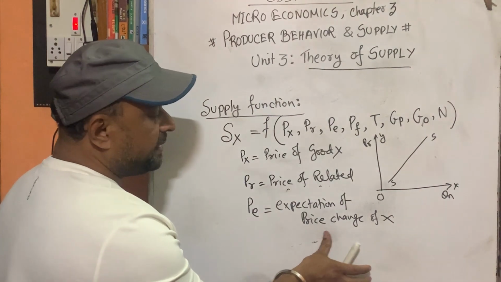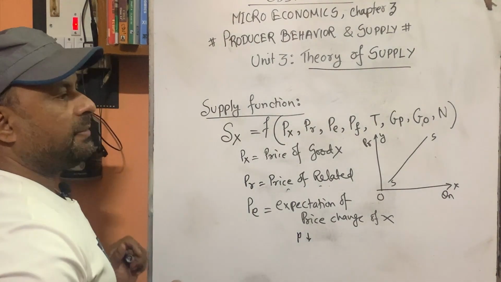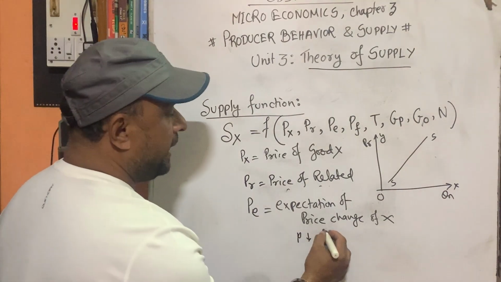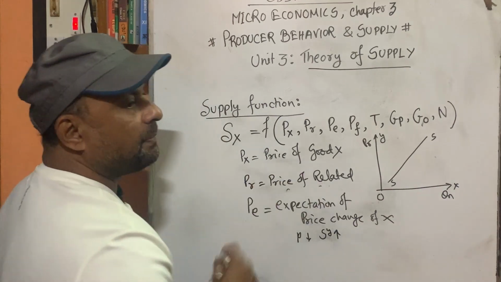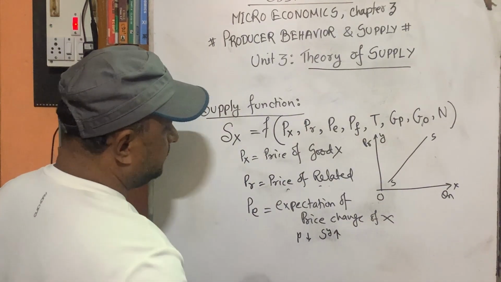But if there is an expectation that the price will fall in the near future, that time he will never increase the stock, he will reduce the stock, and that time he will increase the supply of a good, because later he will get less profit. Presently he is getting more profit.